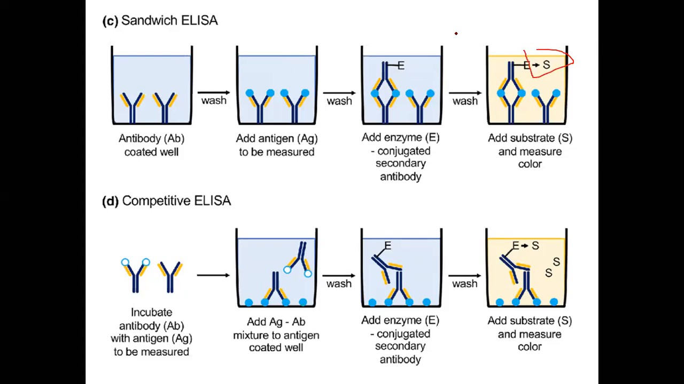Then next is the competitive ELISA, where you could see that there are two types of antibodies. One is an inhibitor for these particular antibodies.